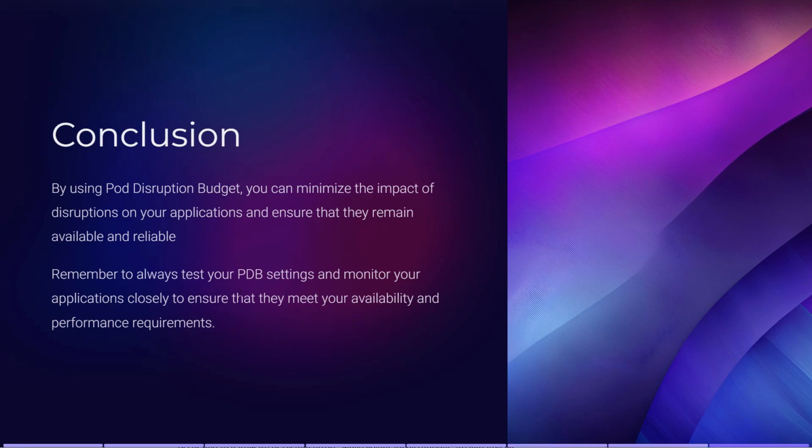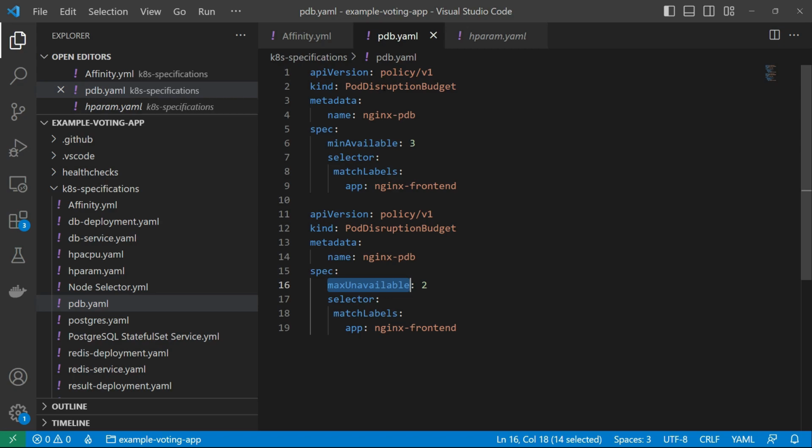I have created two pod disruption budget YAML files. In the first I have defined the minAvailable parameter, minAvailable equal to 3, and I am using a selector where the match label is nginx frontend. In the second pod disruption budget, I have defined maxUnavailable equal to 2. Here you can see the four parameters: API version, kind, metadata and spec. In the kind I have defined PodDisruptionBudget.